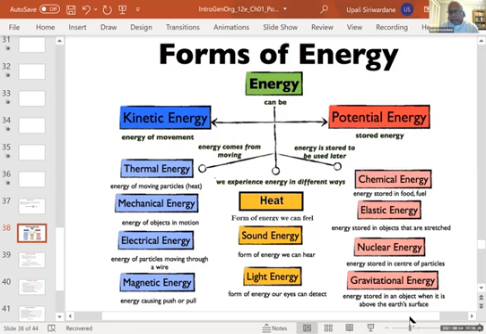Gravitation also produces energy because of different objects in different places in the gravitational field. So moving an object from the top of the mountain to the bottom of the mountain produces energy in the form of gravitational energy.